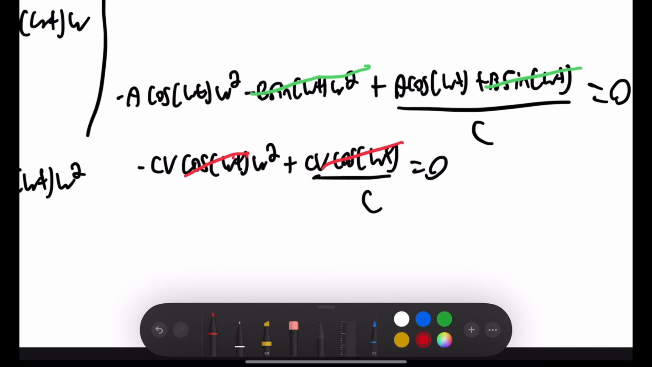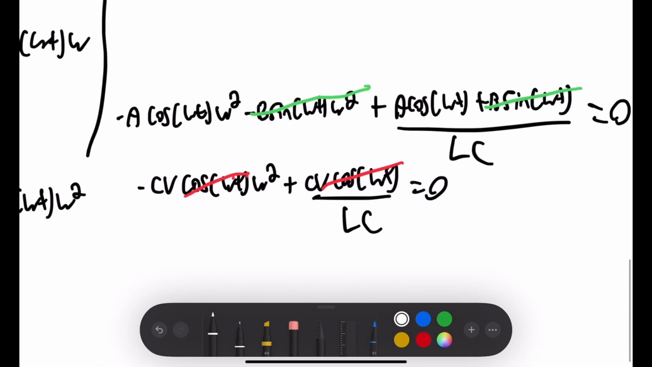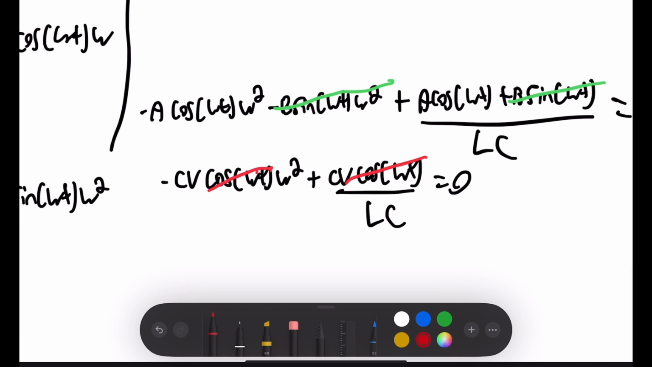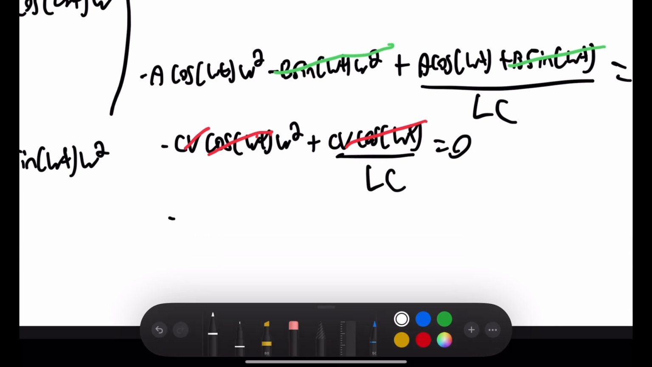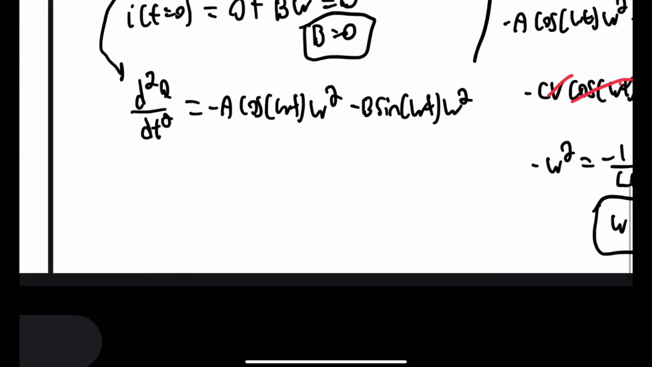And I can also divide, this is LC, it looks weird. So I can also divide by CV. So I would get negative omega squared is equal to, if I move this to the right, negative 1 over LC, or omega is the square root of 1 over LC. And you should always get that omega is the square root of 1 over LC, some sort of LC. So I know you did it right.